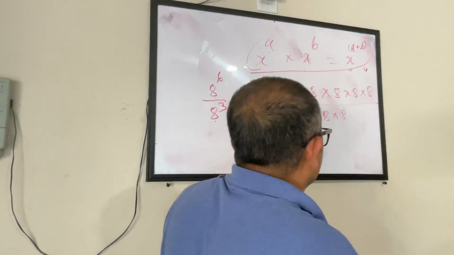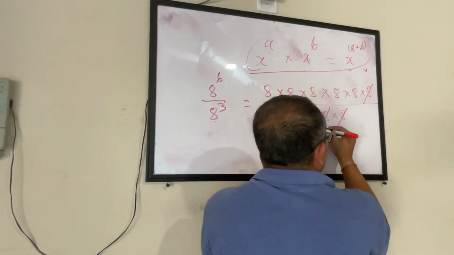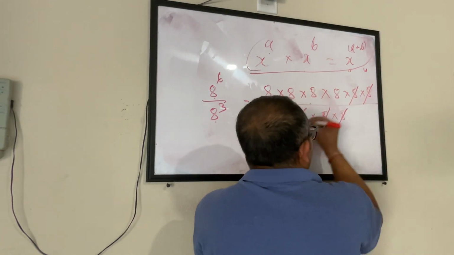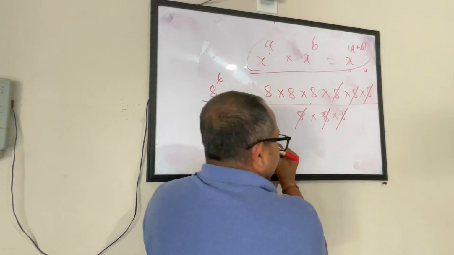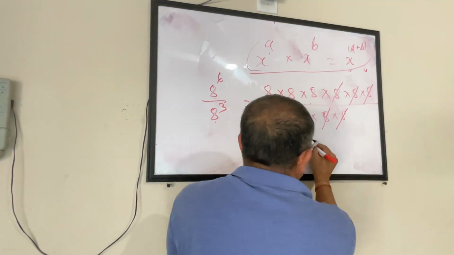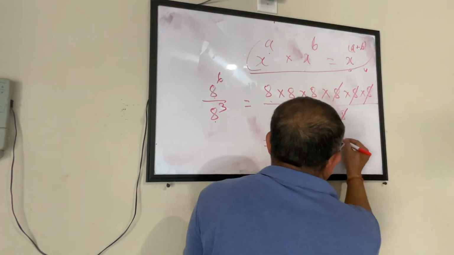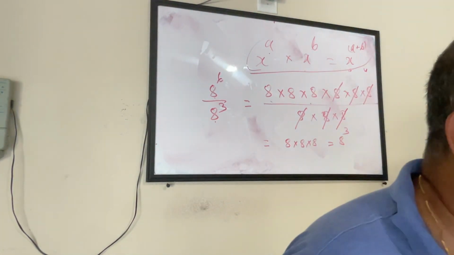Yeah? Wait. Now we are doing tic-tac-toe. First 8, first 8 gone. Second 8, second 8 gone. Third 8, third 8 gone. What is it that we are left with? Three 8s. 8 into 8 into 8. That means 8 to the power 3. Okay? Yeah, Dikshita, you had a question?